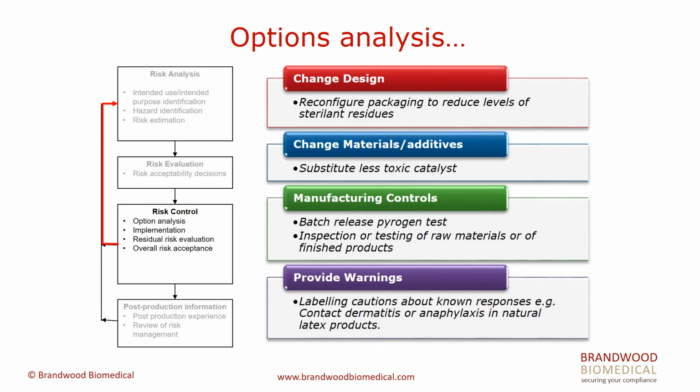In doing risk control, we think about the options and options analysis, and we can do a number of things. We can change a design, maybe reconfiguring a packaging to reduce levels of sterilants. We can change the materials to use less toxic materials. We can maybe introduce manufacturing controls, for example, batch releases and pyrogen testing. Or we can provide warnings, for example, labeling about known adverse responses. A very good example of that would be labeling on products which contain latexes about the hazards of contact dermatitis or anaphylaxis.